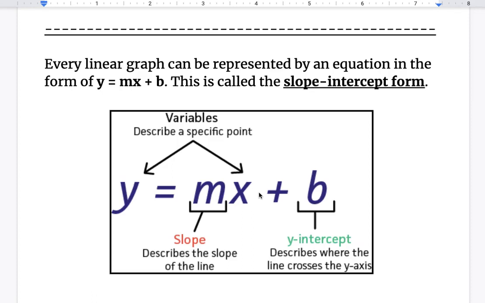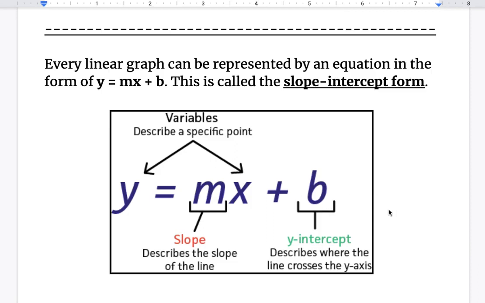The m you probably should recognize because we've talked about how slope is m, which stands for modulus of slope when they first developed slope. It was just a model of the steepness of a line. So in y equals mx plus b, the m stands for slope. So it tells you how steep the line is.